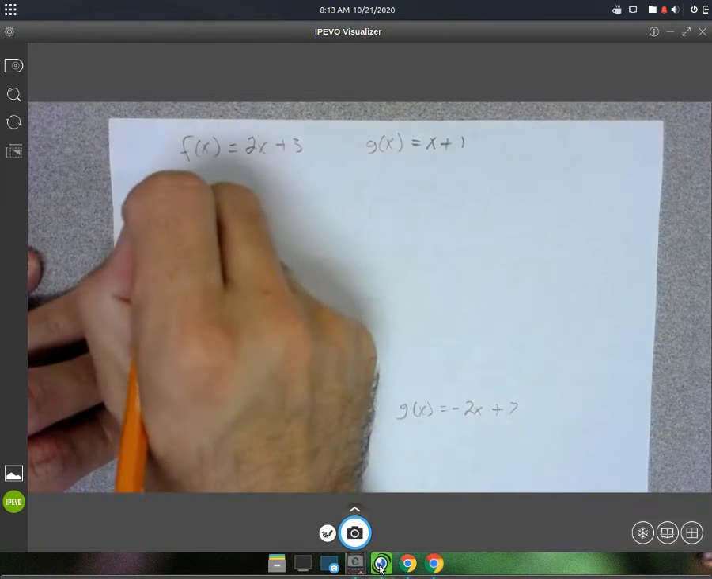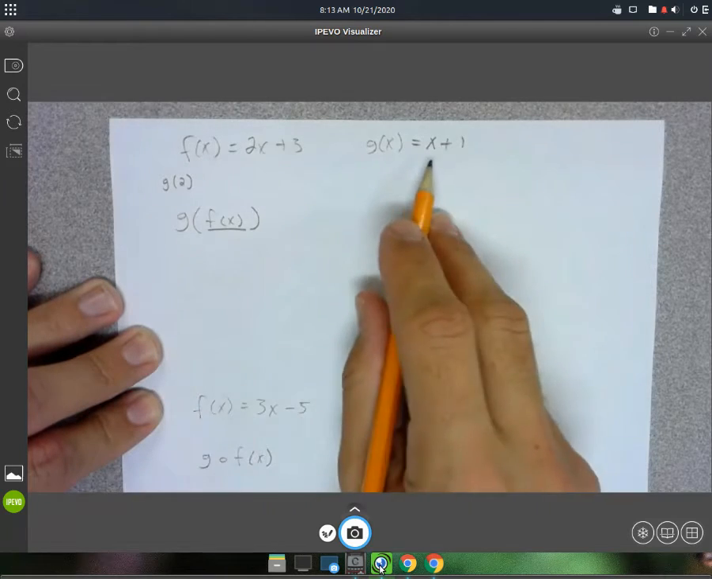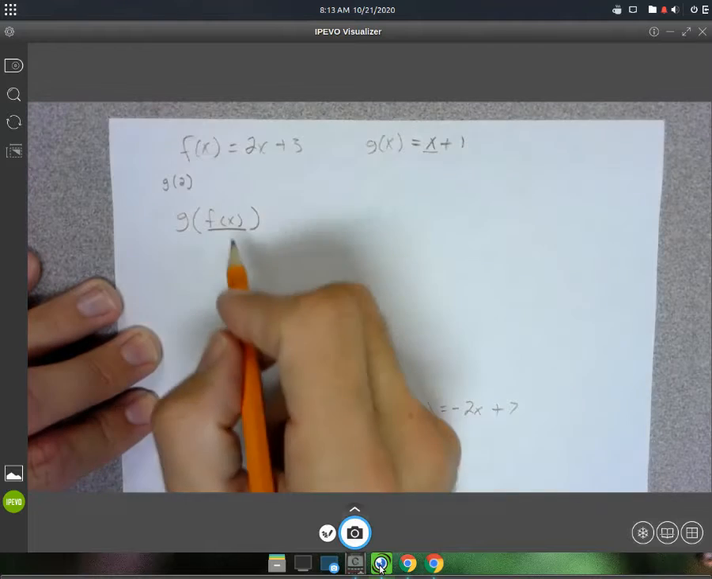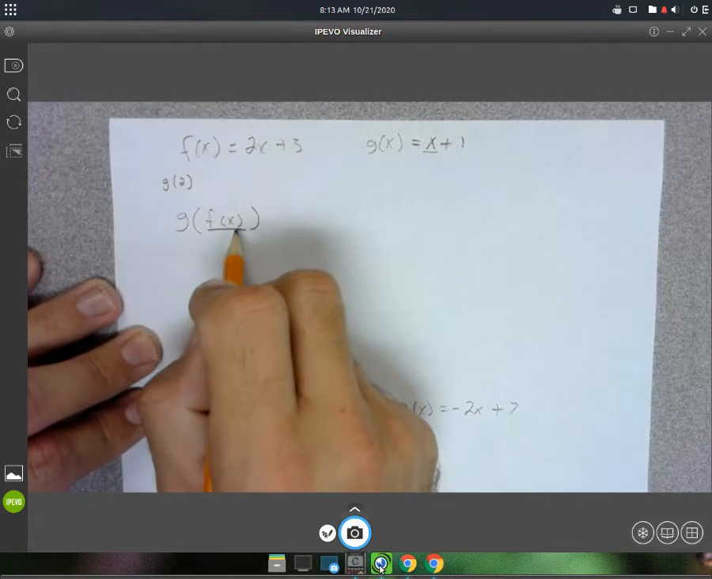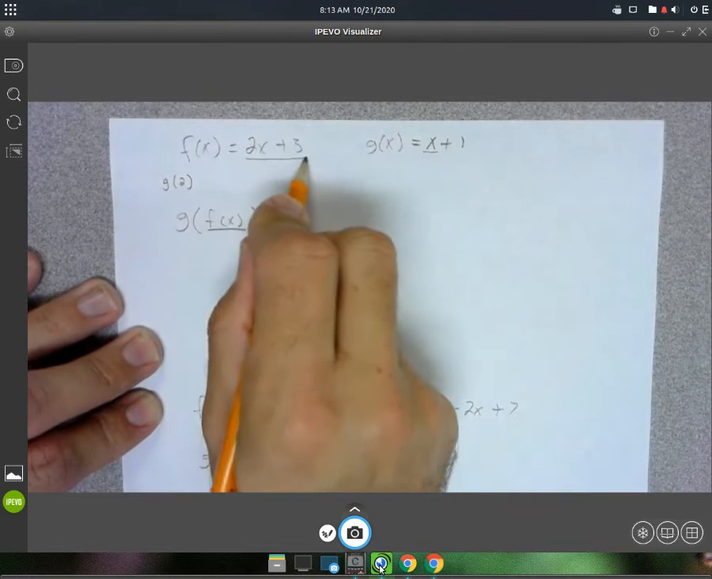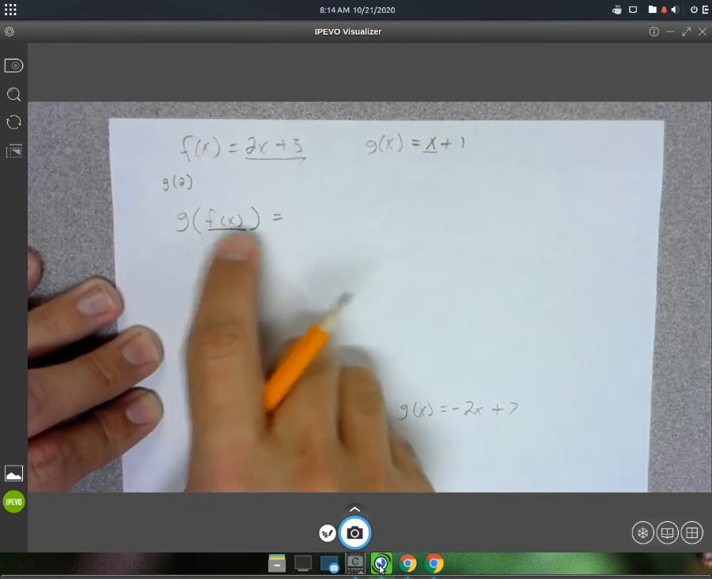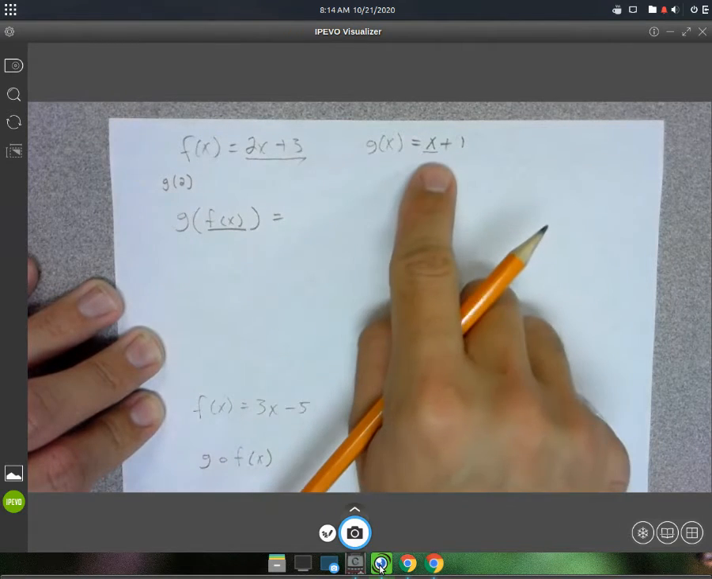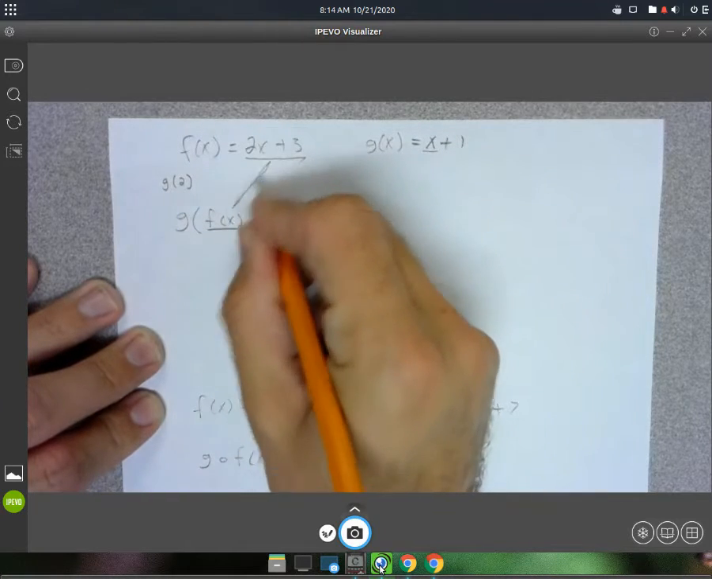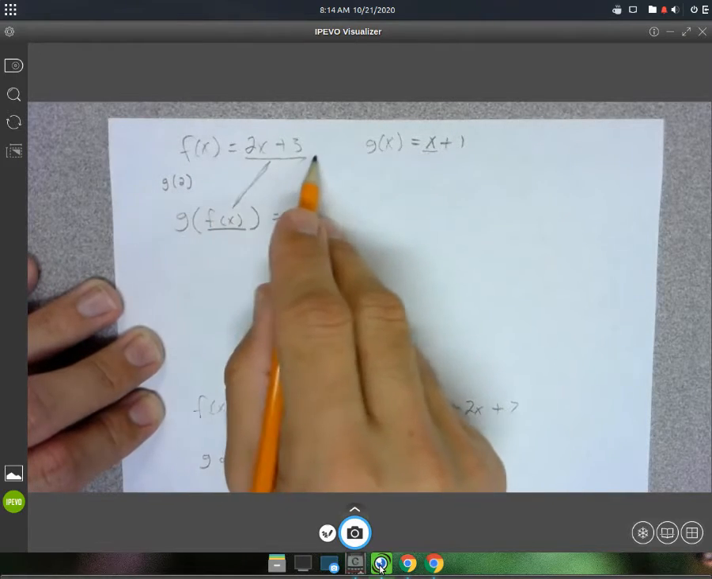So if I had asked you to find g of 2, you would have gone up to the g function and replaced the x with a 2. Well, now we're not putting a number there, we're plugging in f of x, and this is f of x. All right, so to find g of f of x, we're going to go up to our g function and replace that x with this whole f of x. So instead of an x, we're going to be putting 2x plus 3.